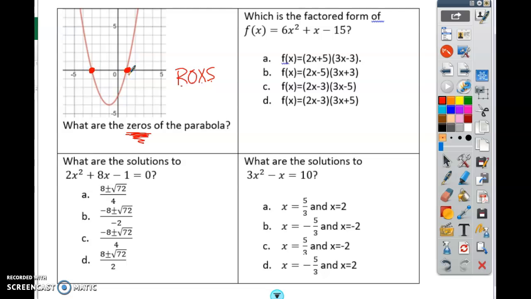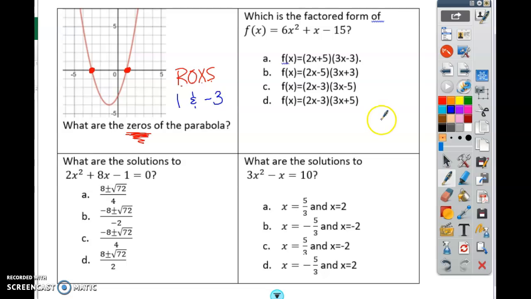So what are the numbers for this one? What are those numbers on your paper? This is 1, and this is -3. So those would be your zeros, your answers.